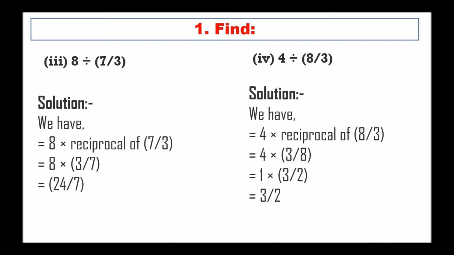Next 4 divided by 8 upon 3. So 4 into reciprocal of 8 upon 3. So 4 into 3 upon 8. We can cut 4 and 8. So it is 4 ones are 4 and 4 twos are 8. So 1 into 3 is 3 and divided by 2. So the answer is 3 upon 2.